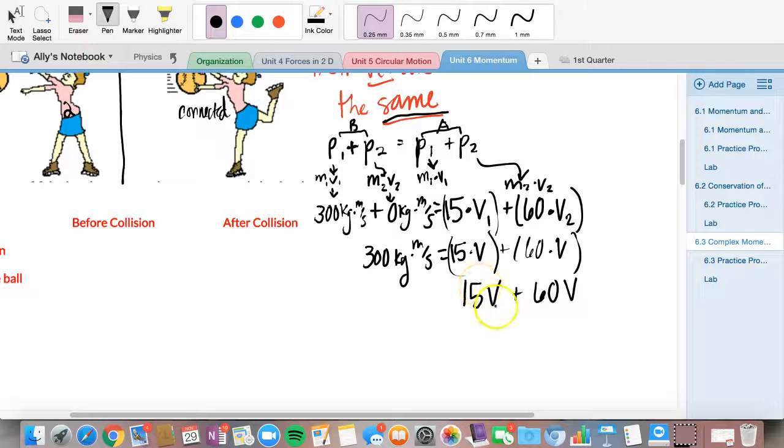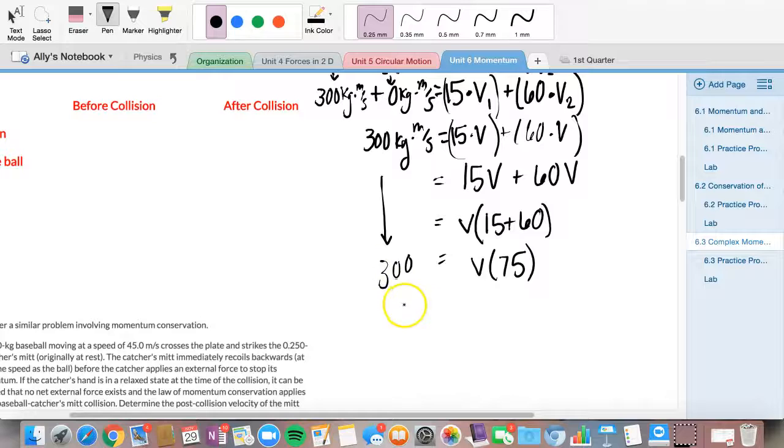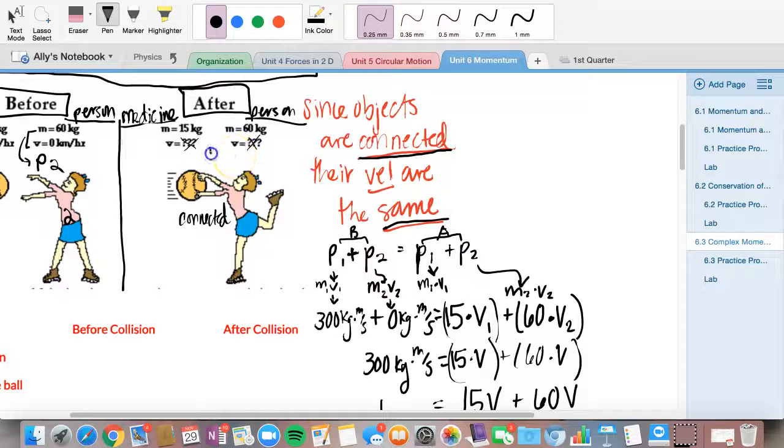We can do algebra to get the v out. So I'm going to factor out the v. So I have 15 plus 60, which becomes 75. Now on the other side, this whole time, we've had 300. So now I divide 300 by 75, and that gets me v. If I take 300 and divide it by 75, I get 4. So my velocity after the collision was 4 meters per second.